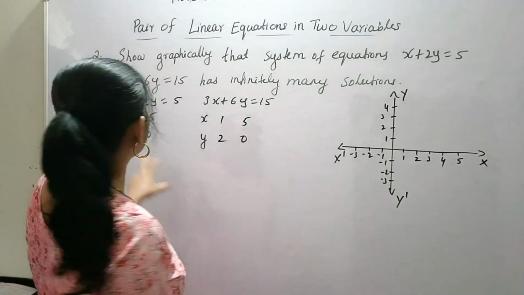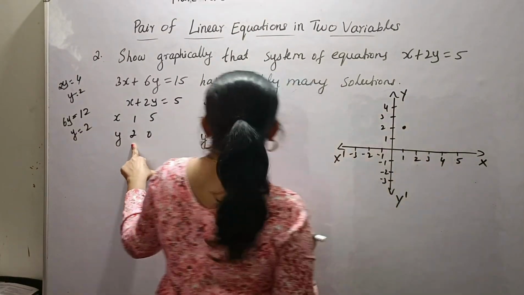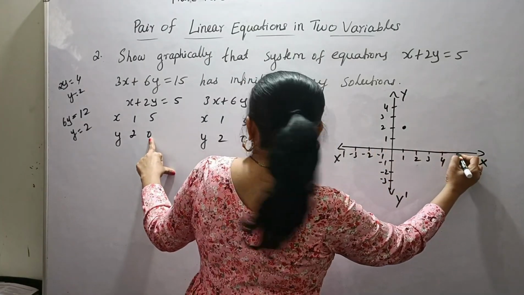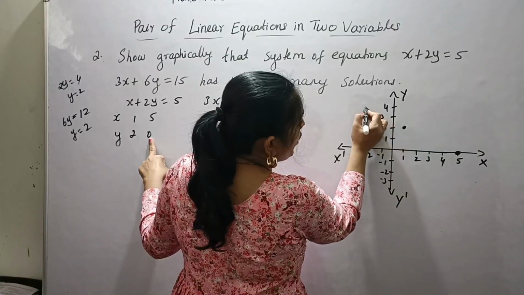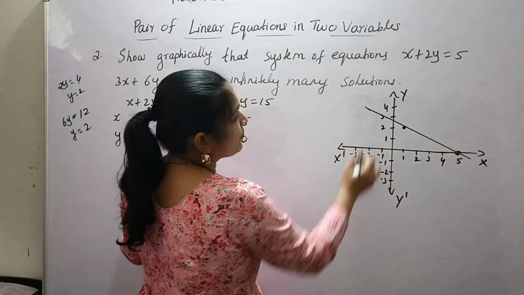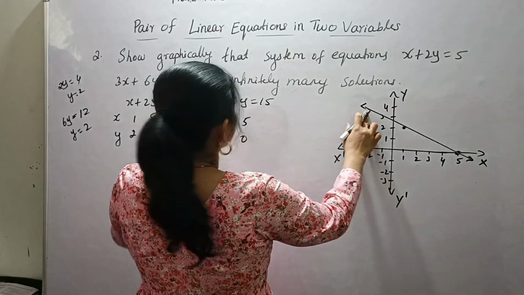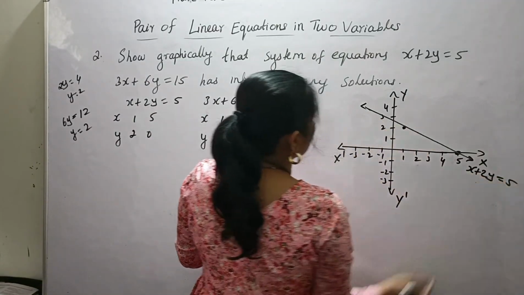Now, let's plot the points. Here, x is equal to 1, y is equal to 2. It is the point. 5, 0. When x is equal to 5, y is 0. It is the point. Okay. Now, let's join these points and draw the line. So, it is the line x plus 2y is equal to 5.